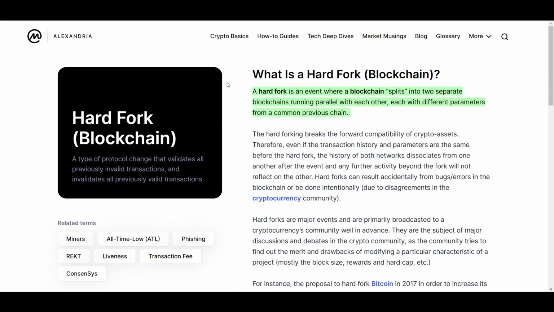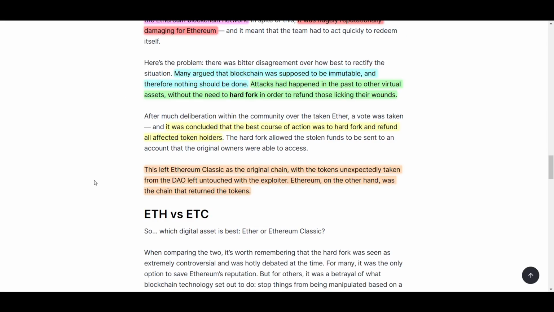The version that did not change the blockchain and allowed the attacker to keep his funds is known as Ethereum Classic. And the version that took the funds back is the Ethereum that is now the second largest cryptocurrency in the world. So, since that event, the two chains have taken very different paths.